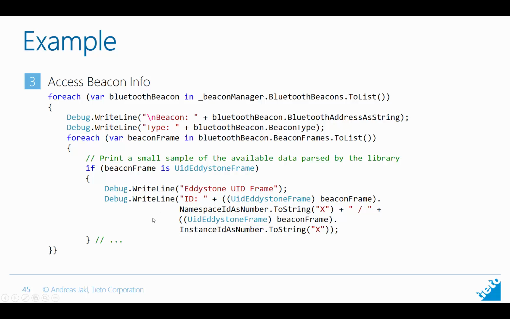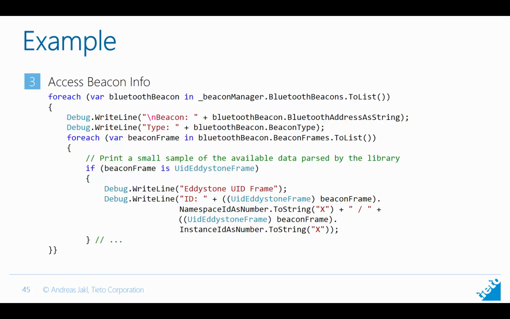For example, the Eddystone can have the UID, telemetry, and URL. You can just check, is this beacon frame now a UID Eddystone frame? If it is, you can just get the namespace ID and the instance ID out of it. Or for example, the transmission power. And all of those things you don't have to parse yourself. It's just working out of the box, the complete Eddystone specification.